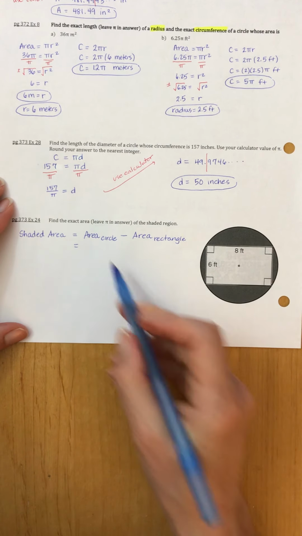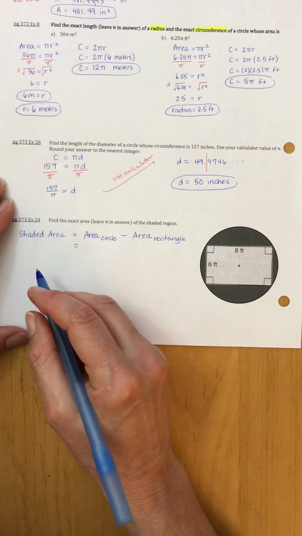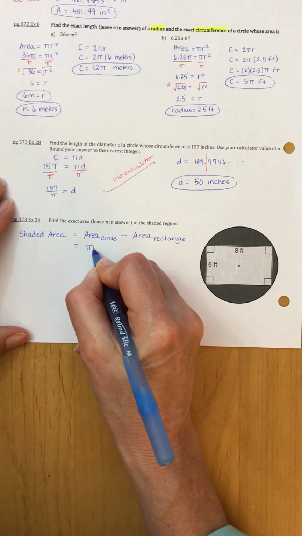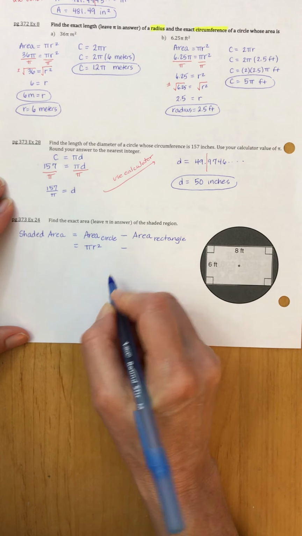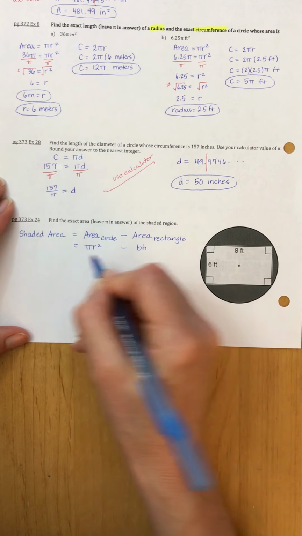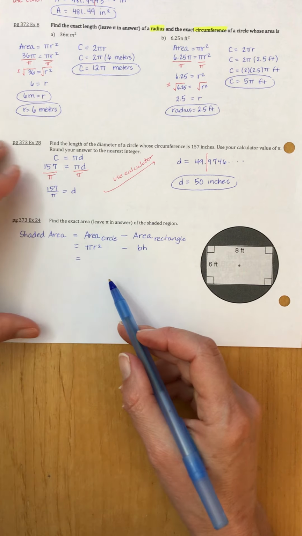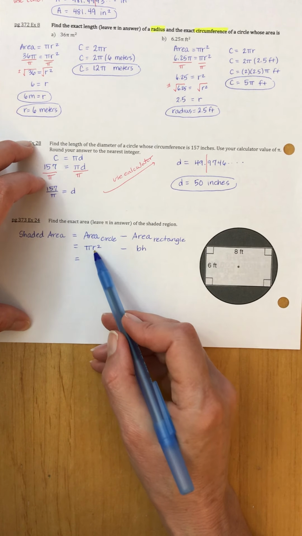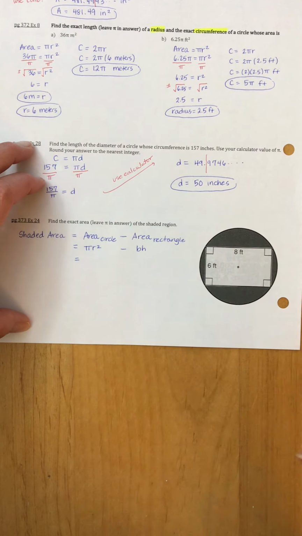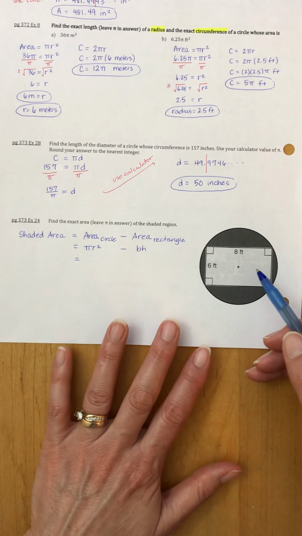Okay, so what's the area of a circle? Well, we know that to be pi r squared. And what's the area of a rectangle? Base times height. So now we have to go ahead and figure out what all these pieces are. Well, right now, pi r squared, we do not have the radius. So let's go ahead and think about what the radius would be.